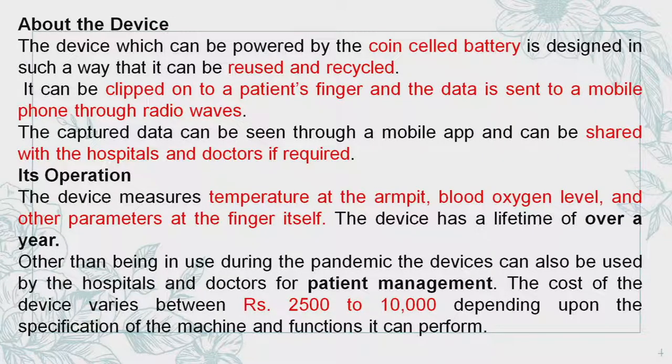It can be clipped to the patient's finger and data is sent to a mobile phone through radio waves. The captured data can be seen through a mobile app and can be shared with the hospitals and doctors if required. The device accurately measures blood oxygen level and other parameters at the finger itself. The lifespan of the machine is 1 year.